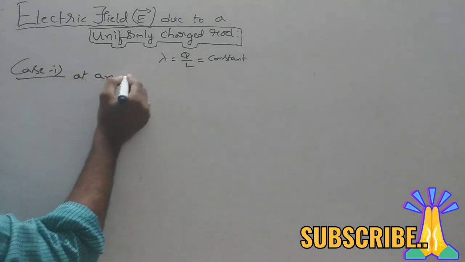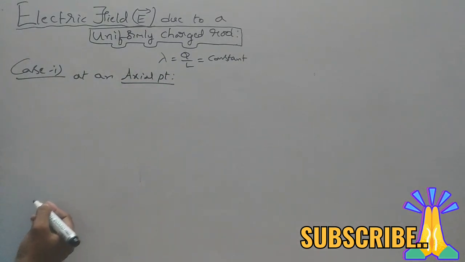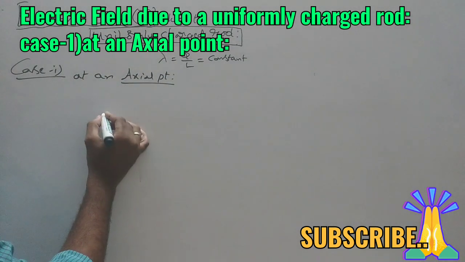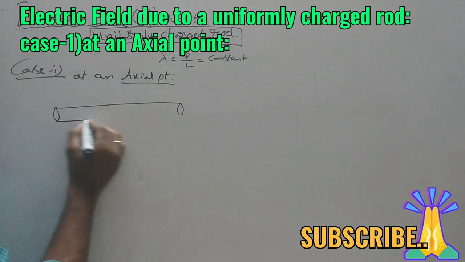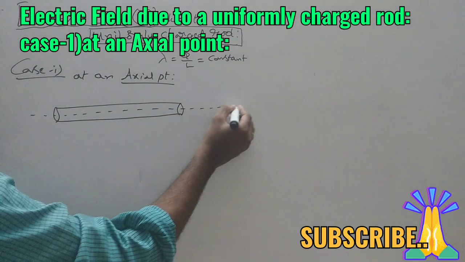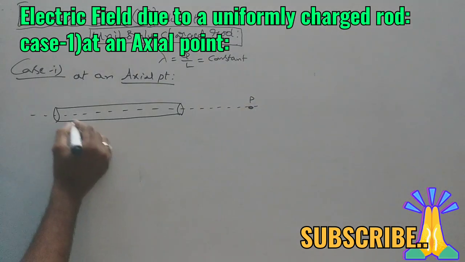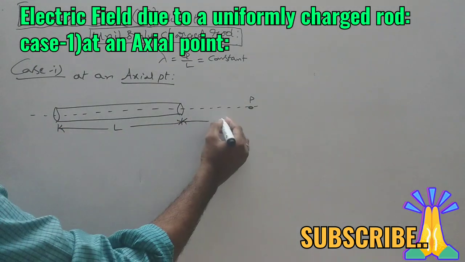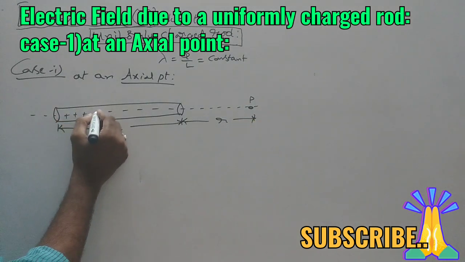at an axial point. At an axial point, we have to find the electric field due to a uniformly charged rod. Suppose this is the uniformly charged rod, whose axial line is passing through the length like this, and this is the point at which we want to find the electric field. The rod has a length capital L, and this point P is at a distance R, let us suppose, and this rod is uniformly charged.